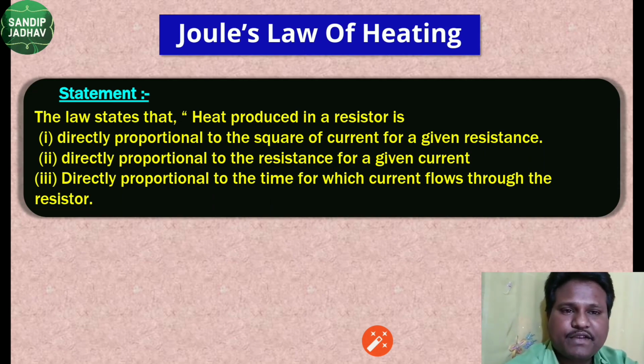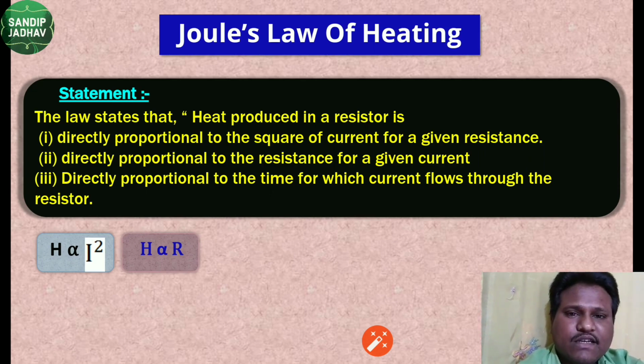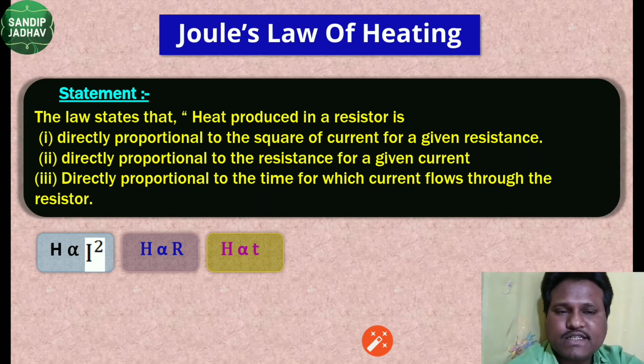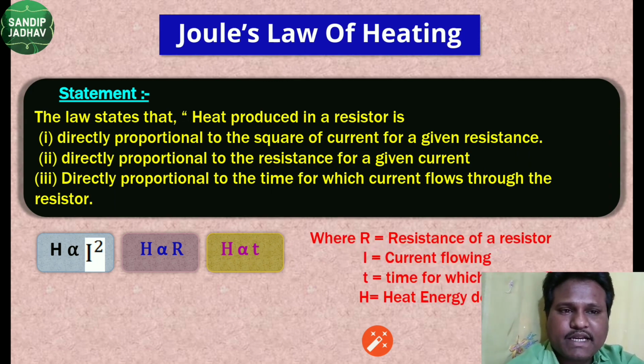So let's see how we can frame the equations. Here heat energy is directly proportional to the square of current, heat energy is directly proportional to the resistance, and heat energy is directly proportional to the time. If you combine all these, we will get H is equal to I square RT.